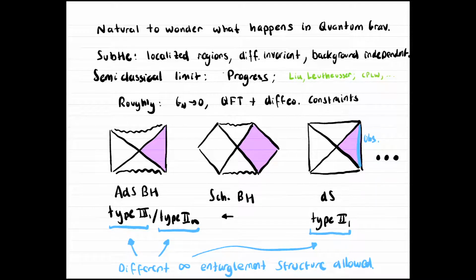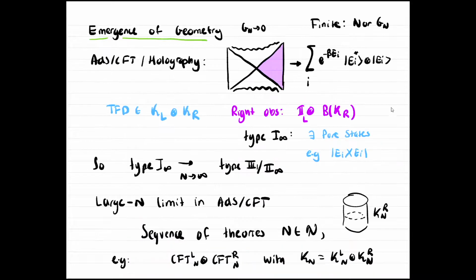And there's sort of, in type 2_1, it can be normalized. In type 2_infinity, it cannot be normalized. Okay, good. Now, an important point in these papers is that you can sort of understand a basic notion of the emergence of geometry in this language.